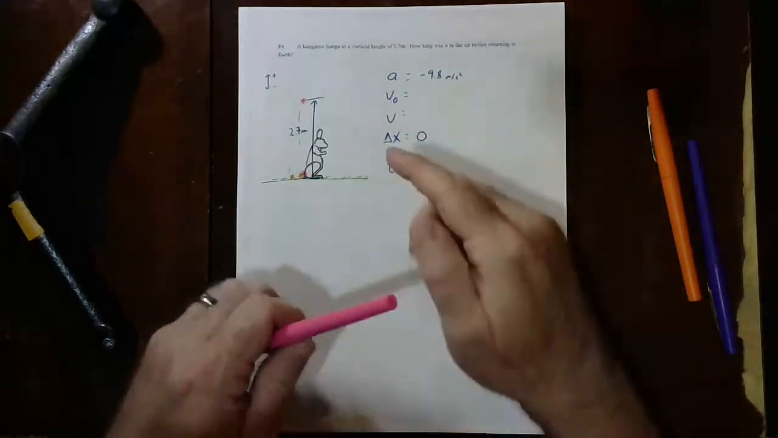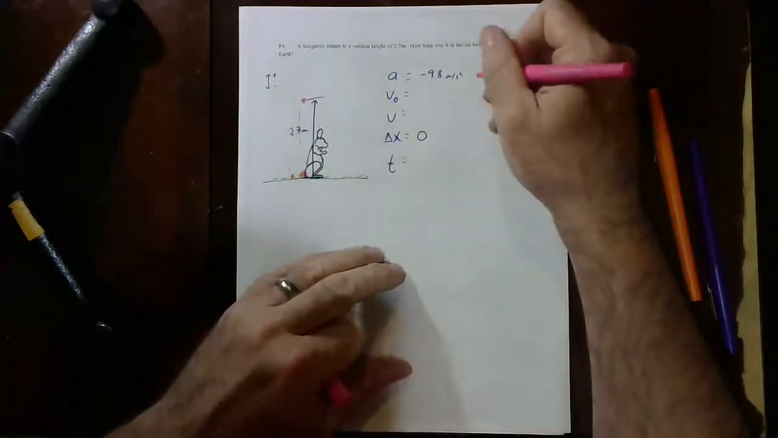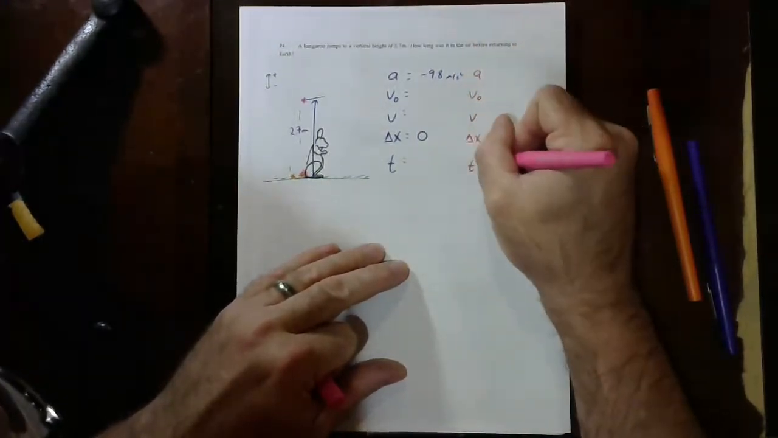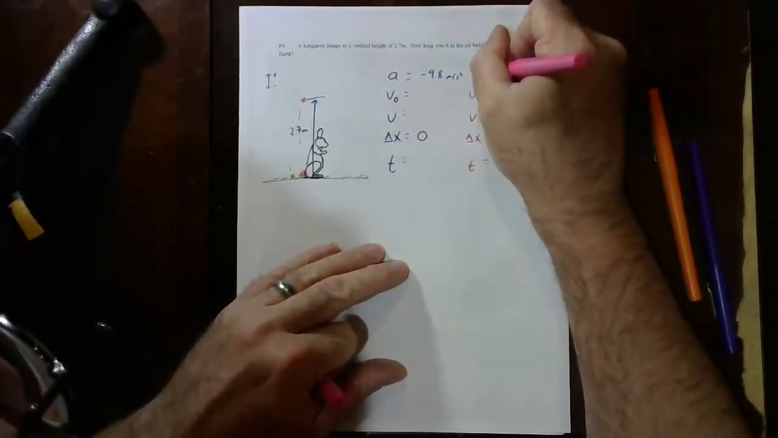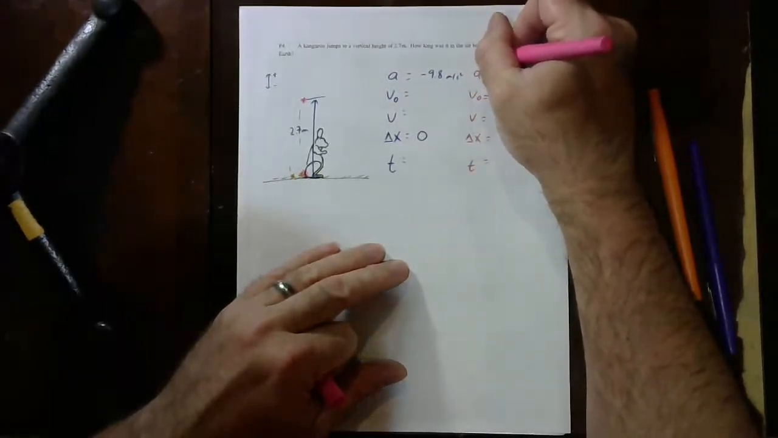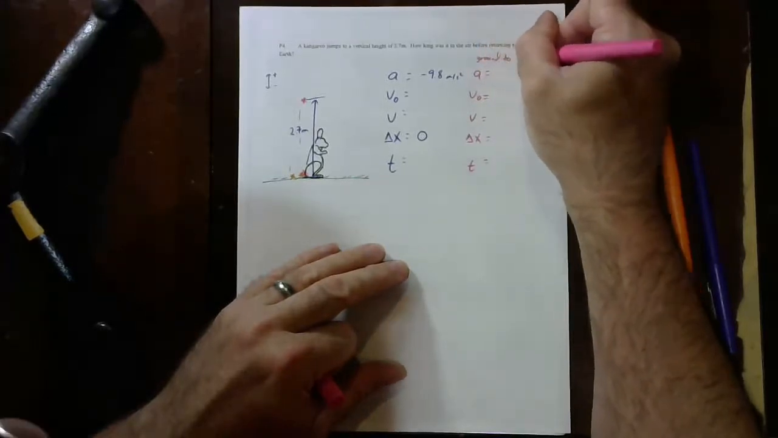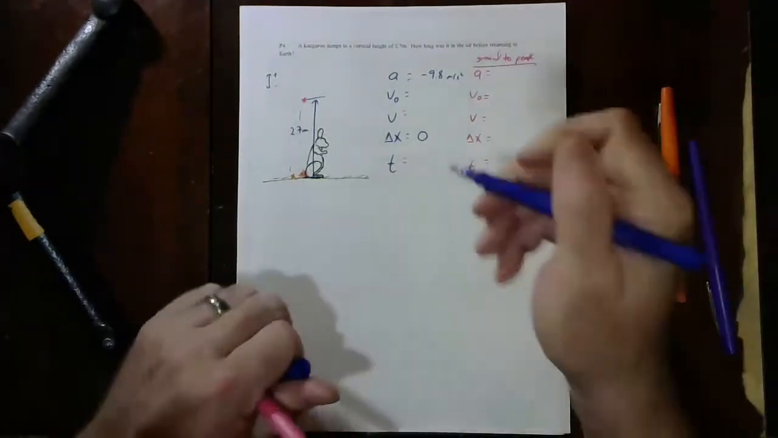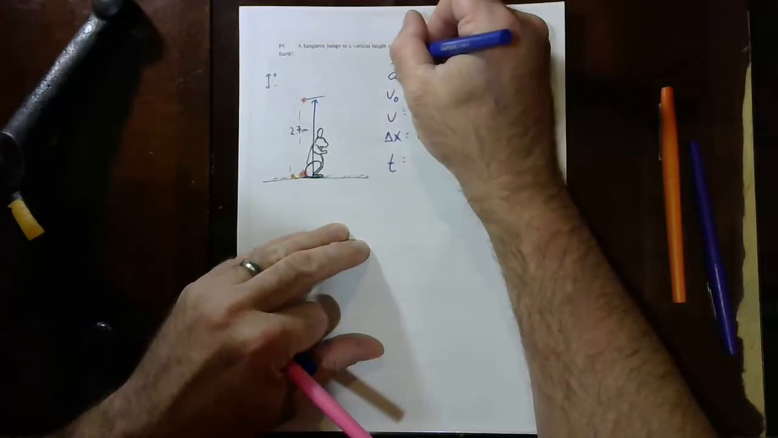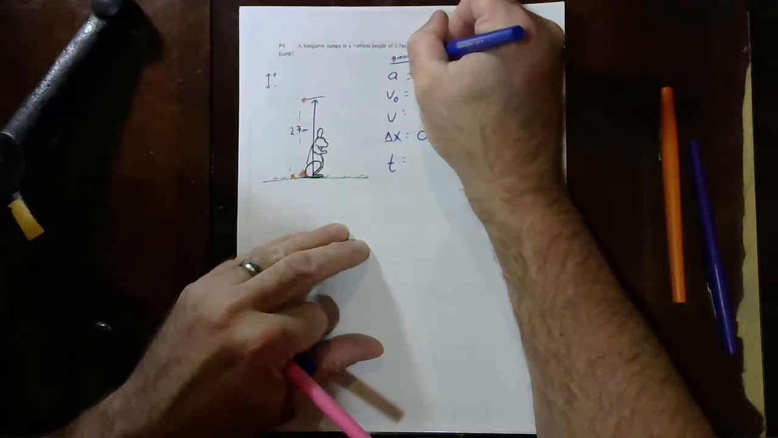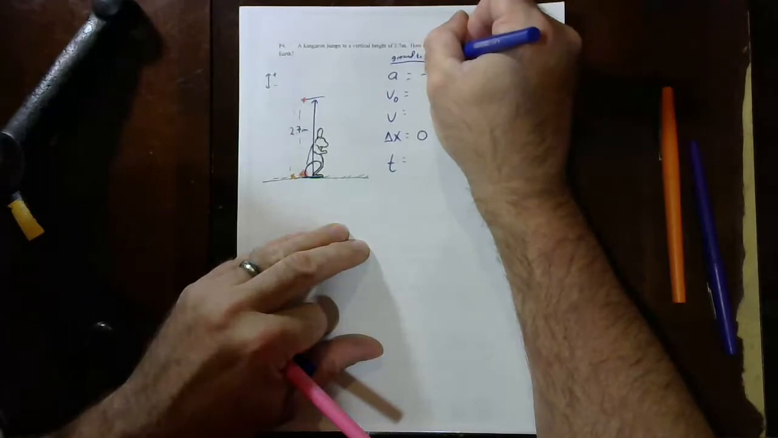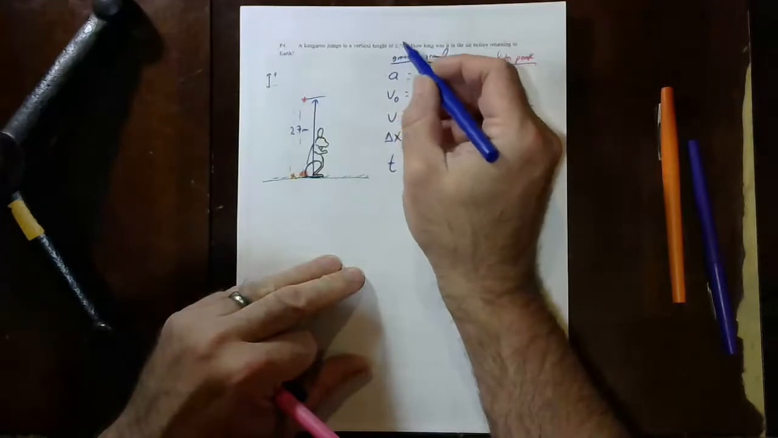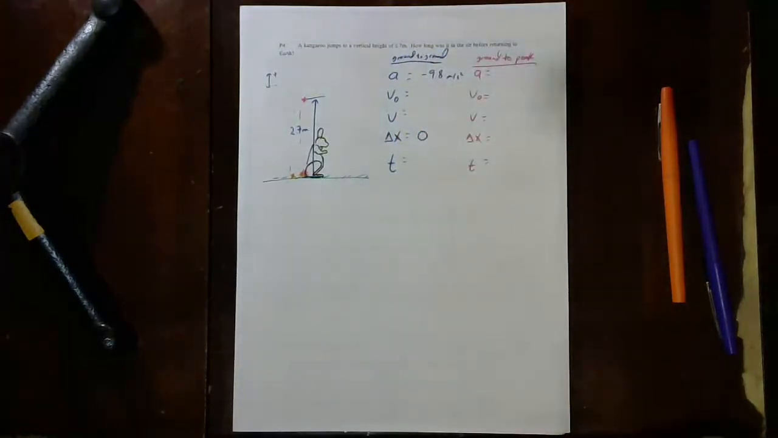So I'm going to make a new chart. A, V naught, V, displacement, and time. And this is going to be ground to peak. Whereas this first chart over here was for ground to ground. And I just did not have enough information to solve that yet. So I need to go ground to peak, make use of the fact that we know the height to the peak is 2.7. We're going to use that information to help us solve.